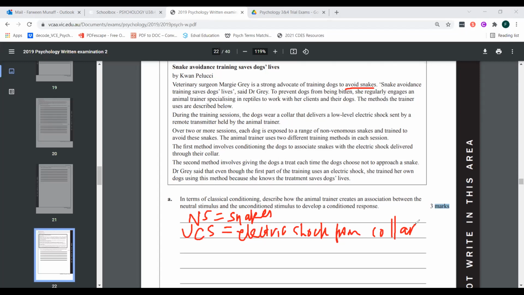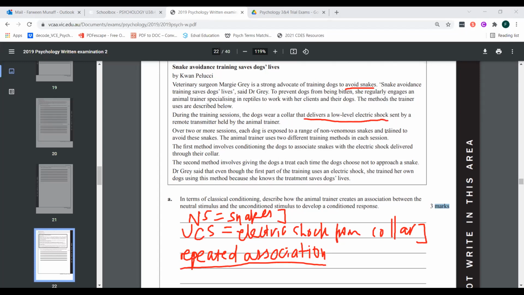Then you need to explain that there's a repeated association. We can't just show the snake and give the dog 1 electric shock and expect the dog to be able to avoid snakes from there. That's not how classical conditioning works. Remember, one of the main components of classical conditioning is that there is a repeated association between an unconditioned stimulus and a stimulus that is originally neutral. So in this case, the dog will repeatedly be next to a snake, and then every time the dog is next to a snake, the trainer delivers that low-level electric shock. Doesn't kill the dog, but obviously shocks the dog into becoming quite startled and quite scared.